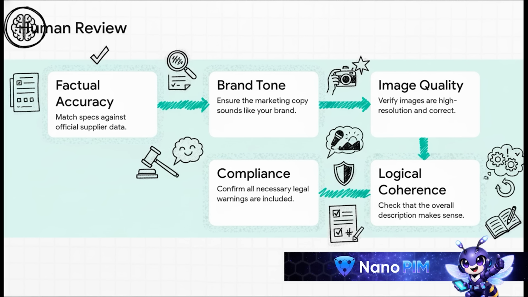Now, automation is amazing, but it can't catch everything. A computer can check for completeness, but it can't tell you if something just feels wrong. You still need a human in the loop, and this is their checklist. Does the info match what the supplier gave us? Does this copy actually sound like our brand? Are the images high-res and for the right product? And does the whole description even make sense? This is the step that protects your brand's integrity.